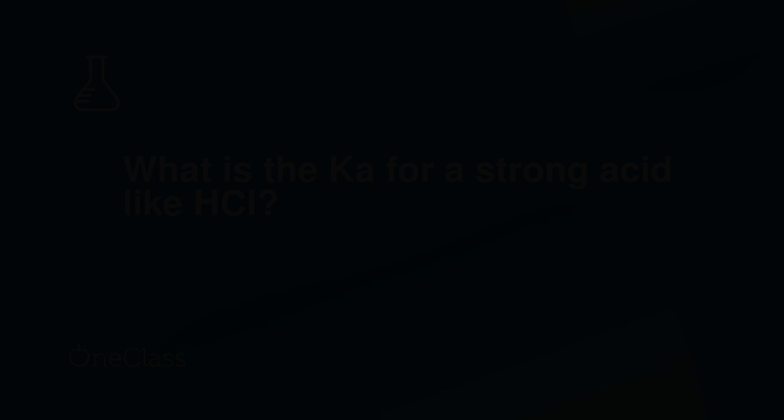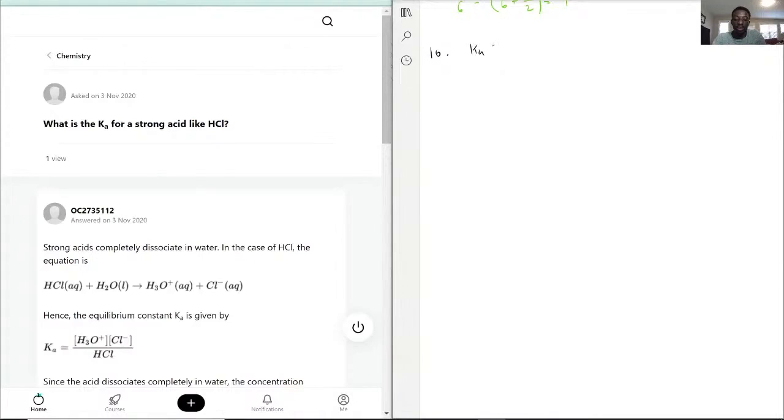What is a Ka for a strong acid like HCl? So for this question, actually, the answer is in the question. It gives you a big hint of what we're dealing with. HCl is a strong acid. I'm going to underline and highlight it because that right there tells you what your Ka is.